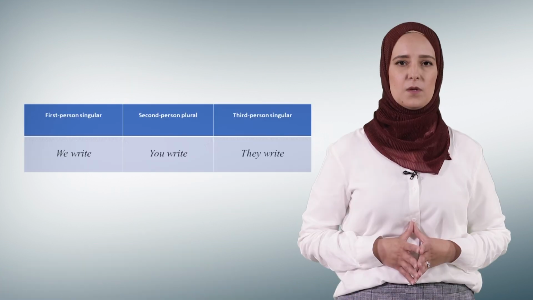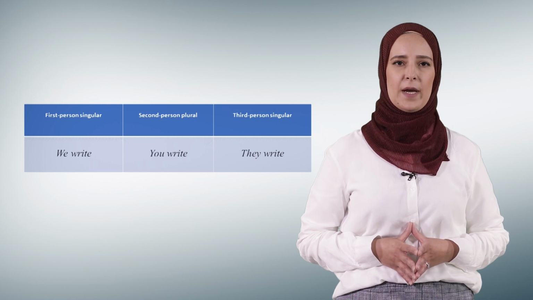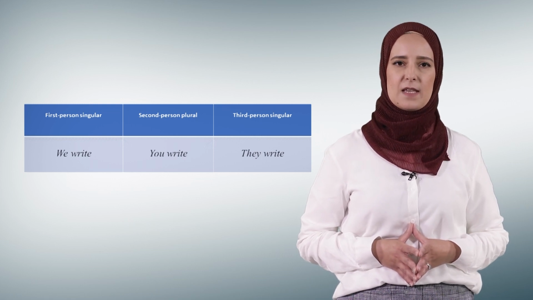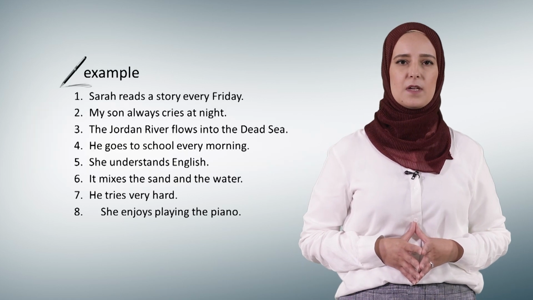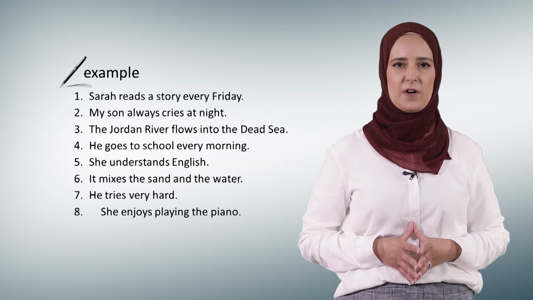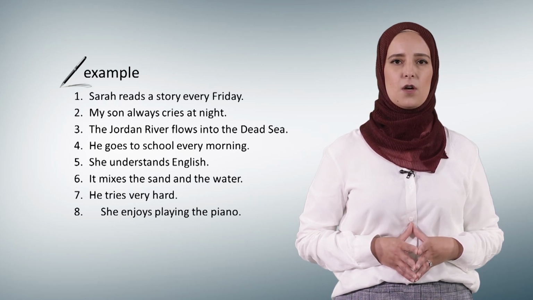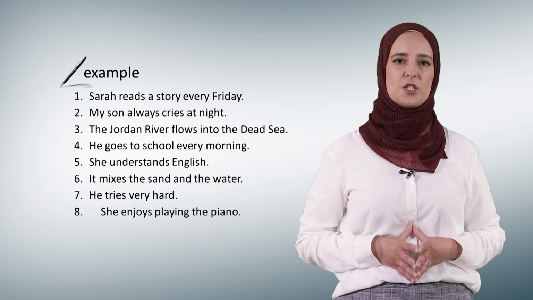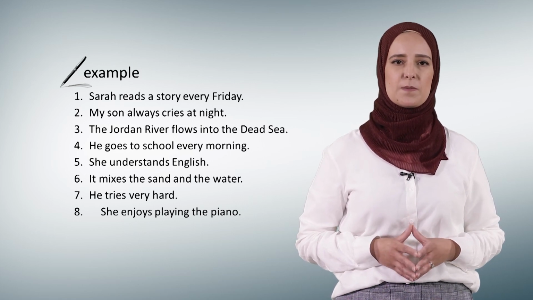First person plural, we say, we write. Second person plural, we say, you write. Third person plural, we say, they write. Let's look at some examples together. Sarah reads a story every Friday. My son always cries at night. The Jordan River flows into the Dead Sea. He goes to school every morning. She understands English. She tries very hard. She enjoys playing the piano.